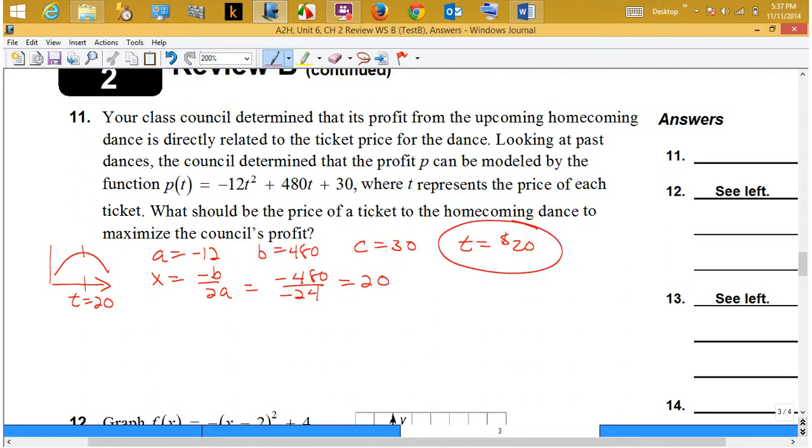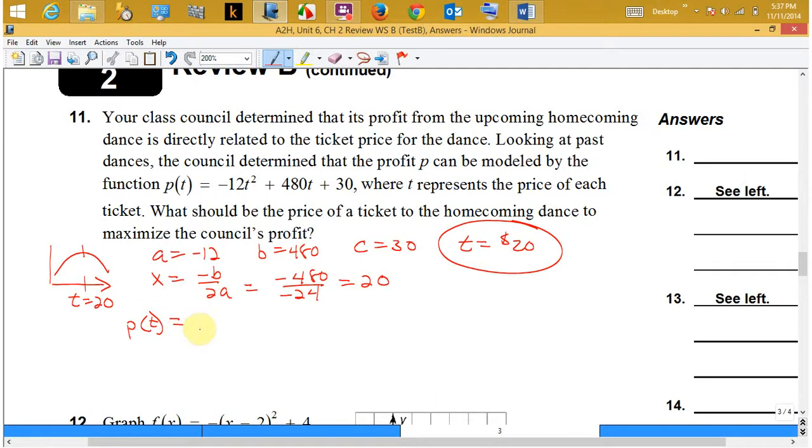Now I'm going to do another part just in case it asks. It could have said, then what was the profit that they made? Well, then I would have to take this value of T and stick it into the equation, and we could figure that out. So let's go ahead and do that just for the practice.